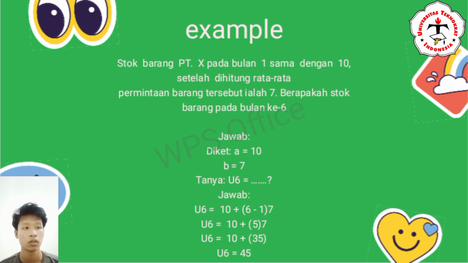kali 7. U6 sama dengan 10 plus 5 kali 7. U6 sama dengan 10 plus 35. U6 sama dengan hasilnya yaitu 45.